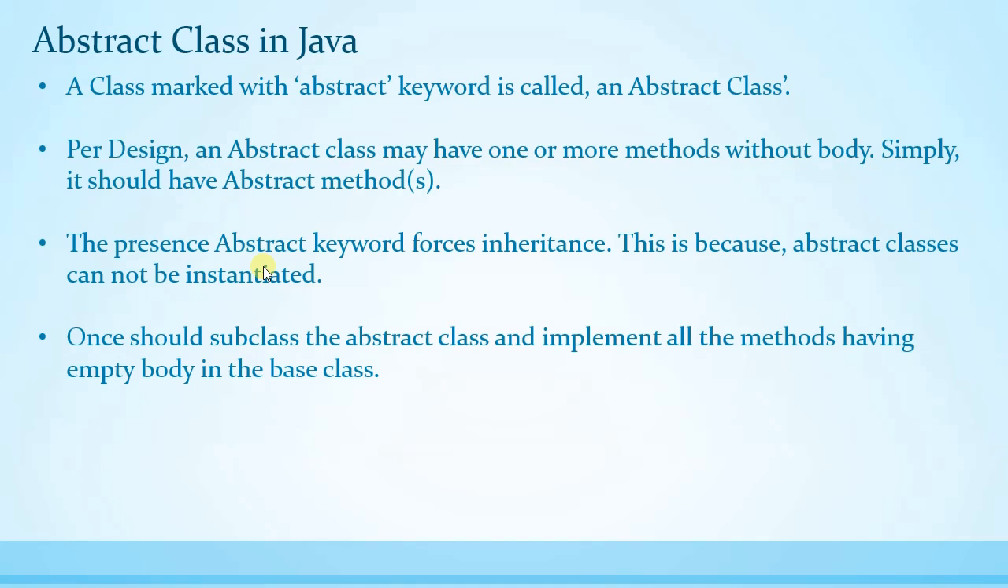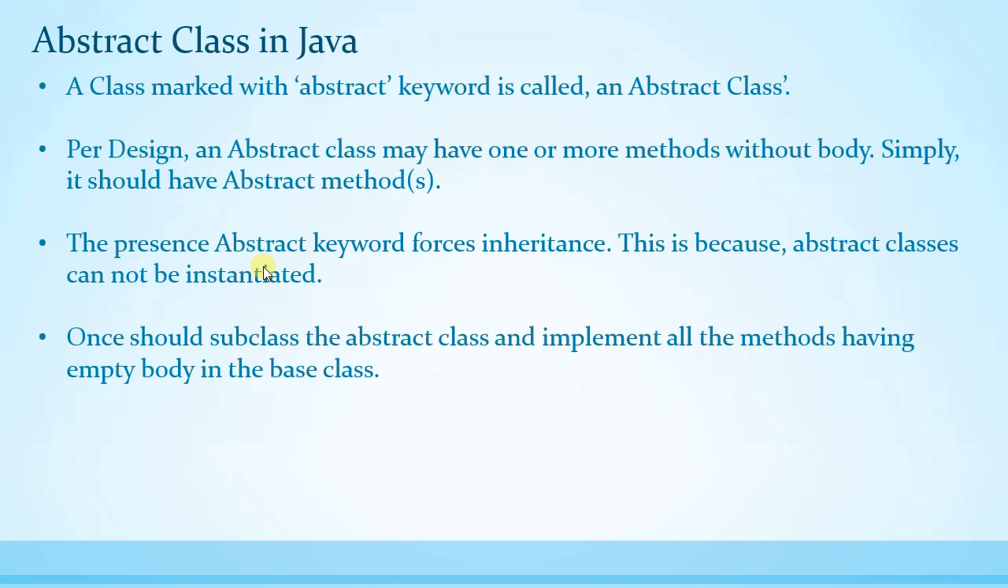One should subclass the abstract class and implement all the methods having empty body in the base class. Since the abstract methods are defined in the subclasses, one can create an instance of a subclass. Say, for example, class A is a base class, and class B. Class A has two methods, A1 and A2, both declared abstract. Then class B derives from A, and class B should implement both the abstract methods. So one can create an instance of B.